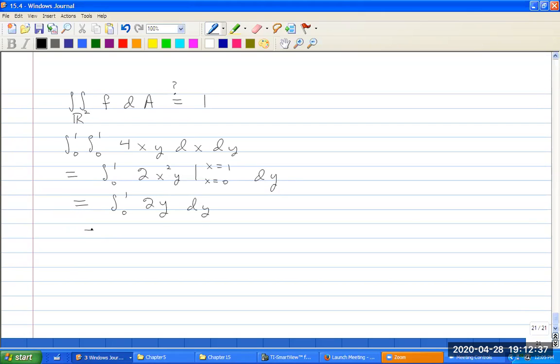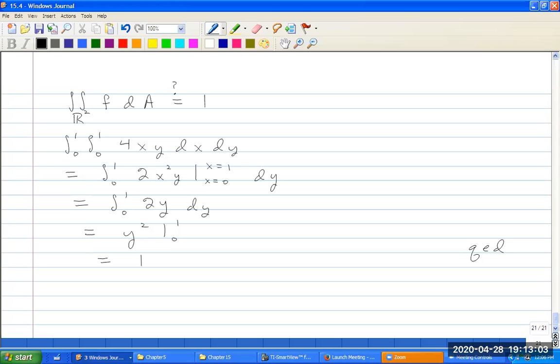So let's integrate this. If I integrate this, I just get y squared, the halves cancel, 1 minus 0. And so yes, it's equal to 1. I wanted to show it is equal to 1, and I've just shown it. So maybe I'll just say done.